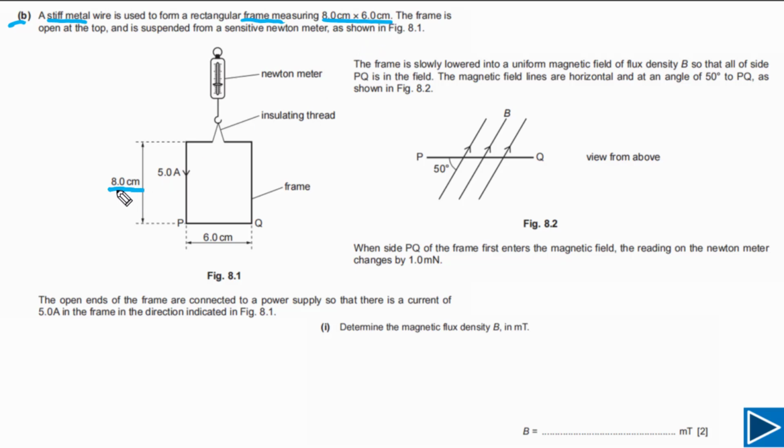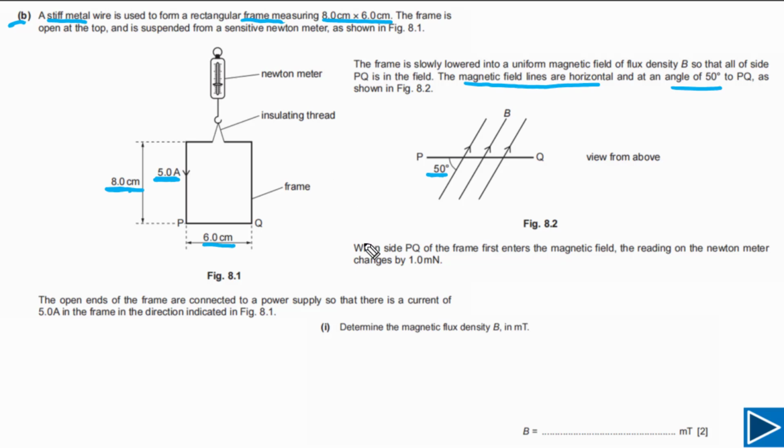So one side of the frame is 8 centimeters and the other side is 6 centimeters. The current in the frame is also given: current is equal to 5.0 amps. It is also given to us that the magnetic field lines are horizontal and the angle between the magnetic field lines and PQ is 50 degrees, as you can see here. So the magnetic field is in the horizontal plane.